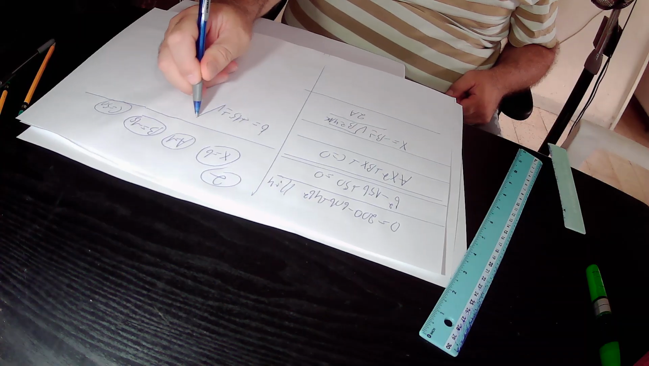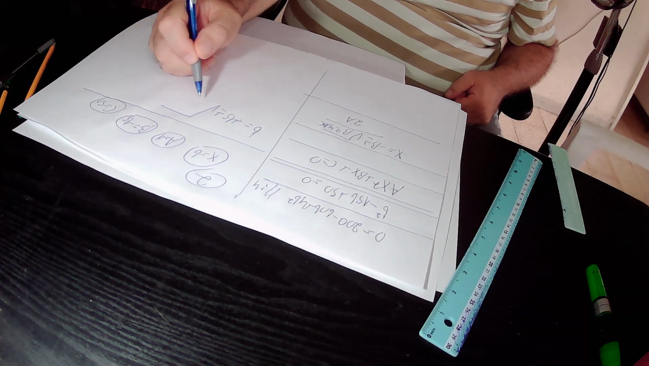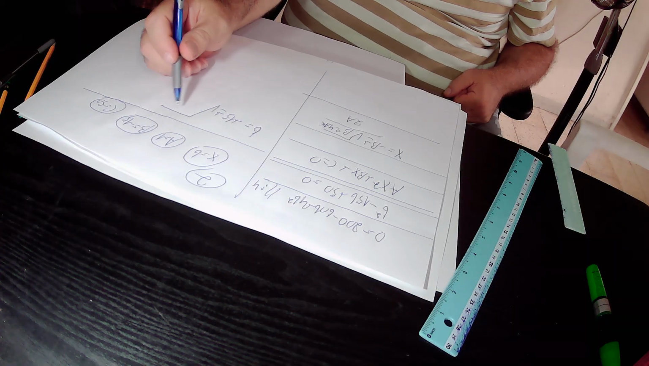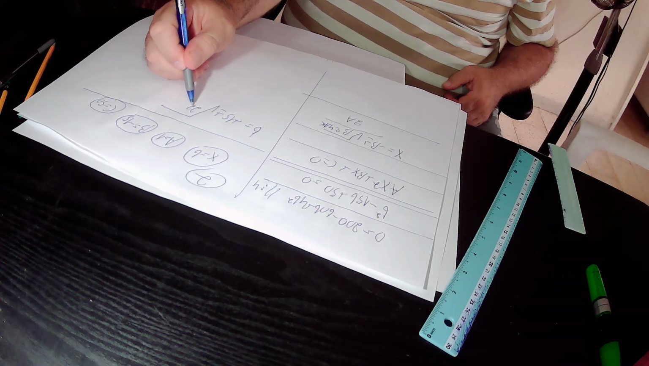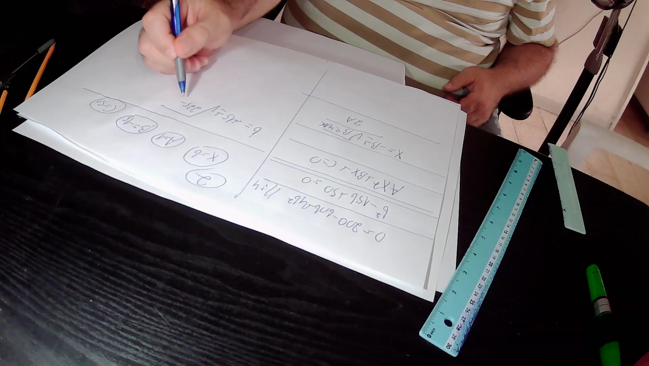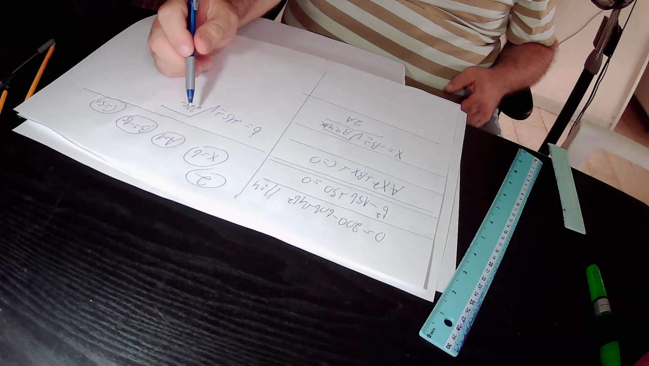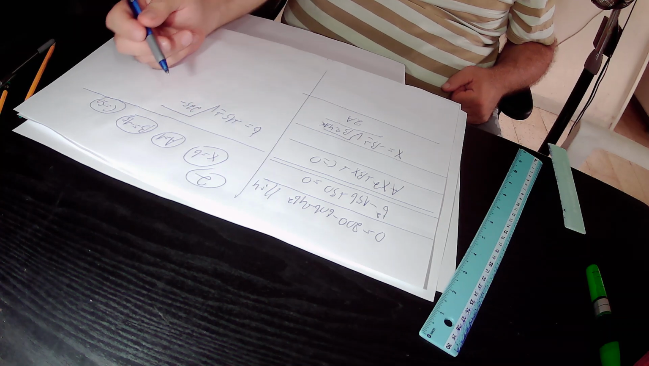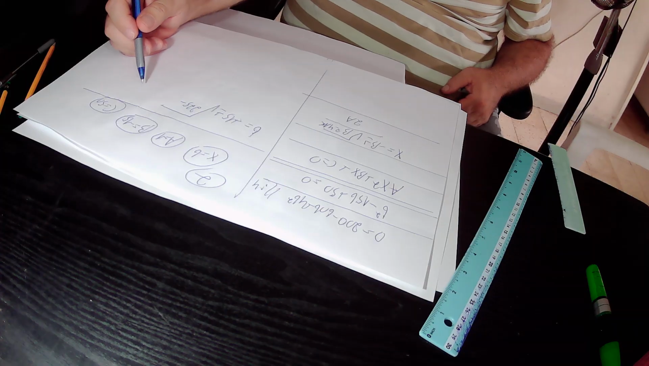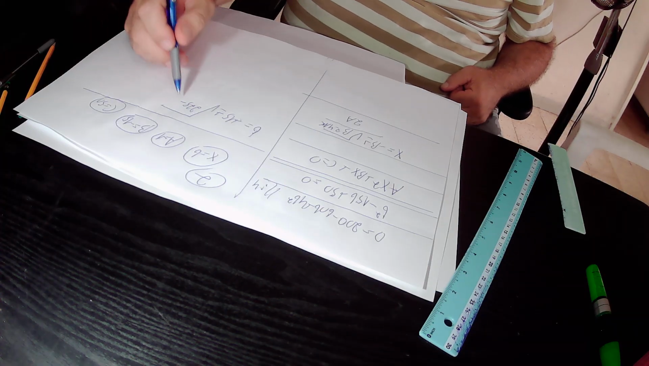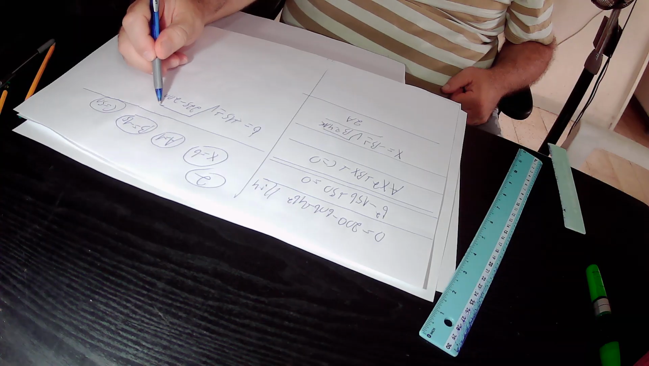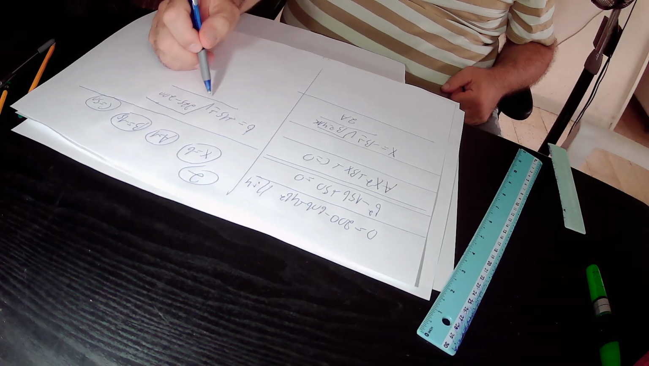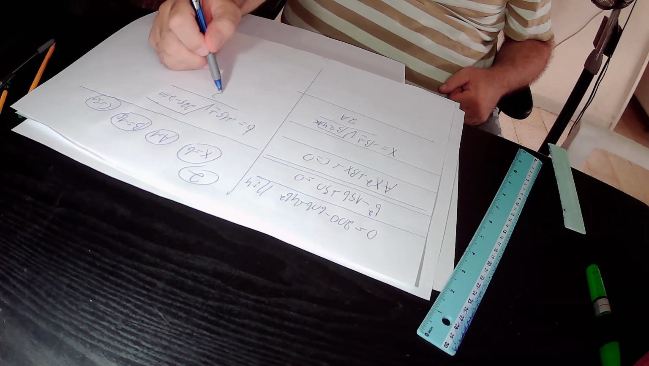Plus minus square root of capital B squared. Capital B equals minus 15, therefore capital B squared is minus 15 squared, that is 225. Minus 4 times A. A is 1, so minus 4 times 1 is minus 4 times C. C is 50, so minus 4 times 50 is minus 200. So inside the root we have 225 minus 200, all divided by 2A. A is 1, so 2A is 2 times 1, that is 2.